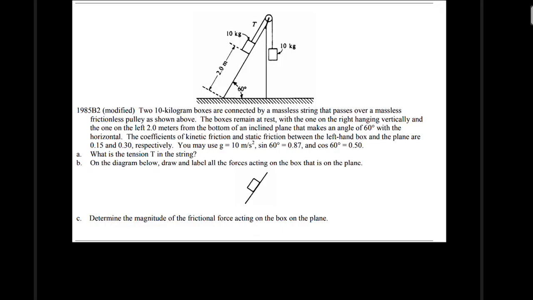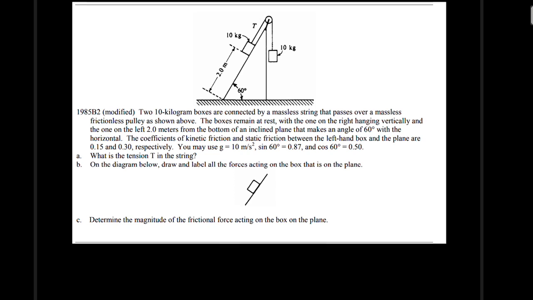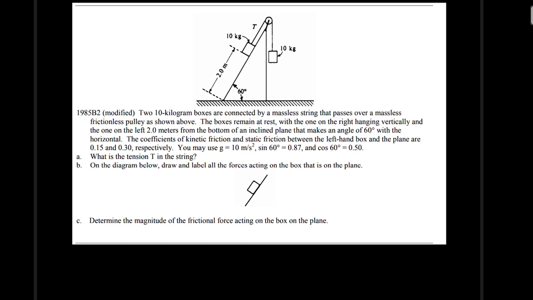Okay, so moving on to dynamics or forces, we're going to be doing the 1985 FRQ. Two 10-kilogram boxes are connected by a massless string that passes over a massless, frictionless pulley as shown above. The boxes remain at rest, with one on the right hanging vertically.